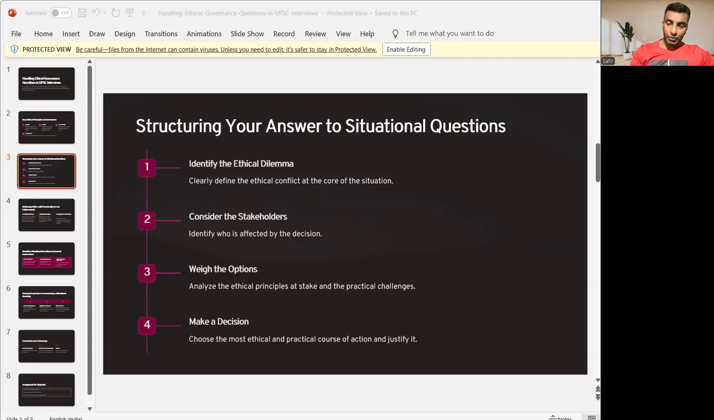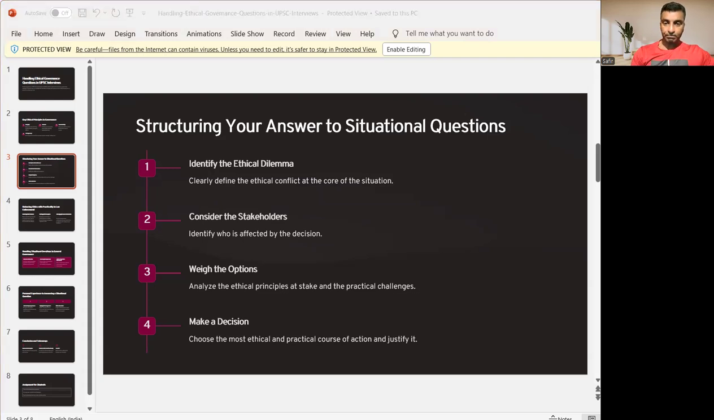Now, I hope you understood the 4 steps that you need to follow here. So you can see here very clearly: identify the dilemma, consider the stakeholders, weigh the options, and finally make the decision and communicate why you took this decision.